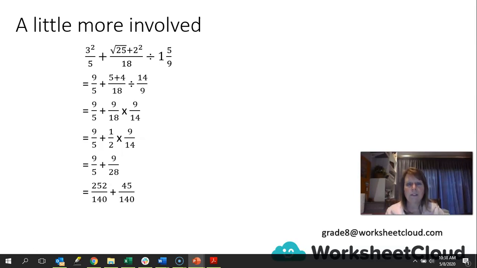You've got like denominators. You can now add your numerators together. You end up with 297 over 140. You then simplify that into a mixed number and you get 2 and 17 over 140. And that is your final answer. Can you see? It's not that difficult. It's just a lot of working out. So you have to make sure, not like me, that you don't make mistakes along the way because it will throw you out in the end.